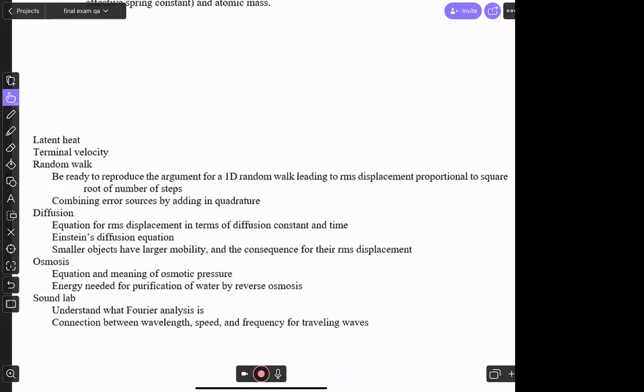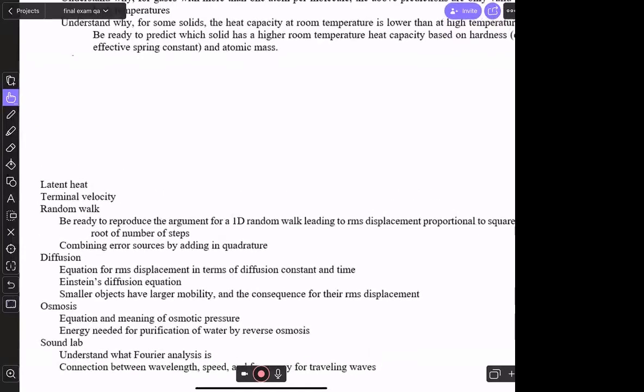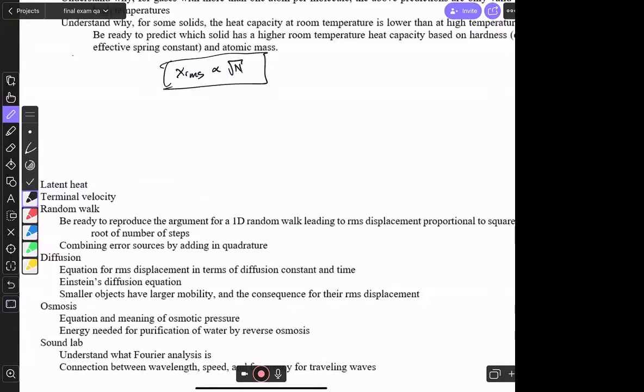Random walk. Be ready to reproduce the argument for a 1D random walk leading to RMS displacement proportional to the square root of the number of steps. Can we just talk about the big takeaways from random walks? I feel like we spent a while deriving it, but what are the big takeaways from that? Well, we talked about three. So the really big takeaway is that our XRMS is proportional to the square root of n. So that's sort of the most important thing.